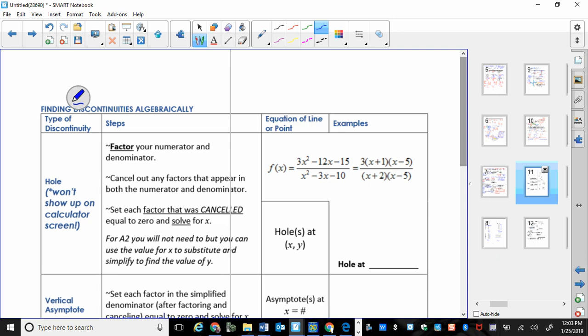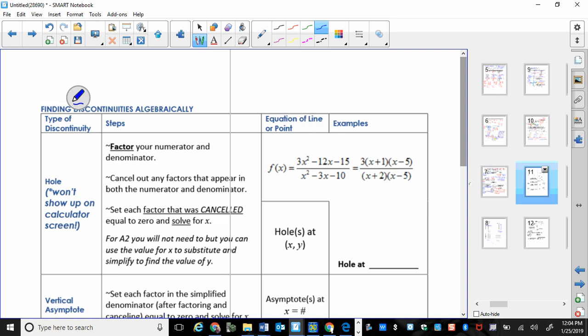Now, what does this look like algebraically? These breaks in our intervals, these breaks graphically where the graph stops, it doesn't hit, are called discontinuities. There's a couple of different types. Holes will not show up on your screen. You have to factor your numerator and your denominator in your rational. You have to cancel out any factors that appear in both the numerator and the denominator. You set each factor that was canceled to equal 0 and solve for x. For algebra 2, you will not need to, but you can use the value for x to substitute and simplify to find the value of y.